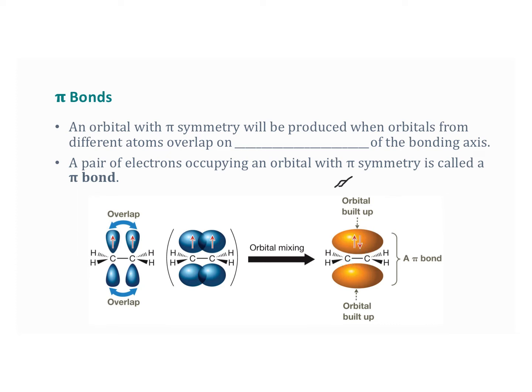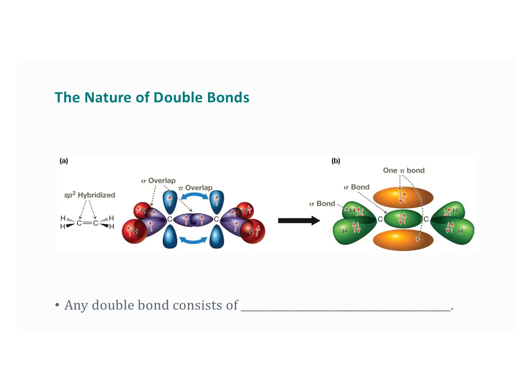So even though this overlap is not immediately noticeable, the p orbitals do overlap, and they overlap on opposite sides of the carbon-carbon bonding axis. A pair of electrons occupying an orbital with p symmetry is called a pi bond. Now, in summary here, that means that any double bond consists of one sigma bond and one pi bond every time.